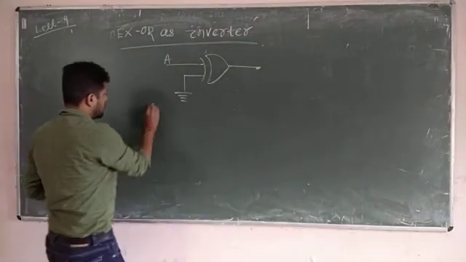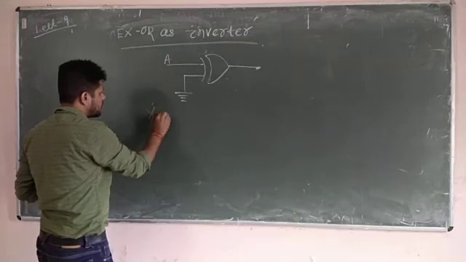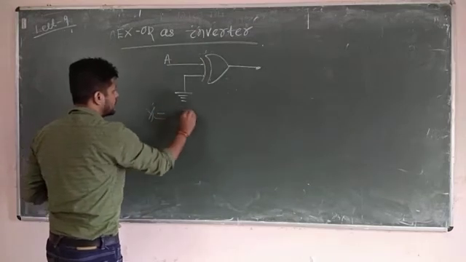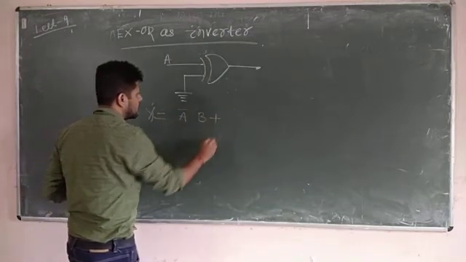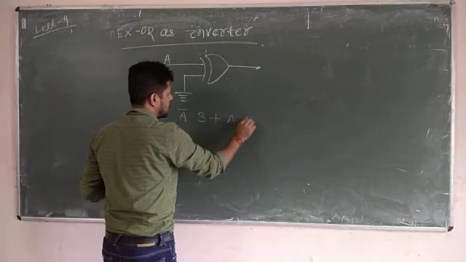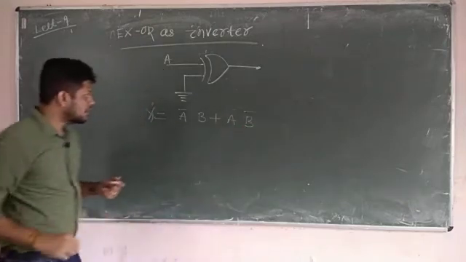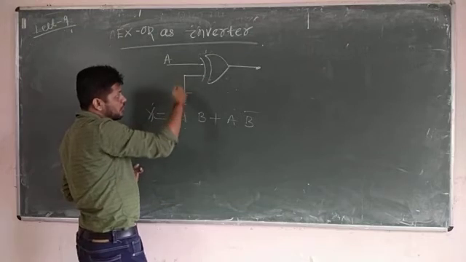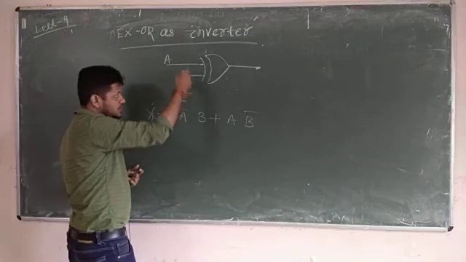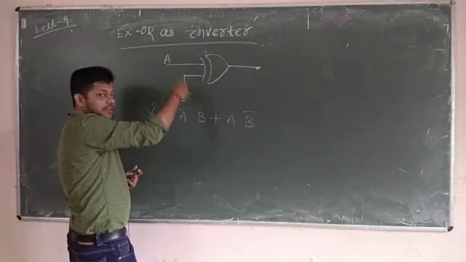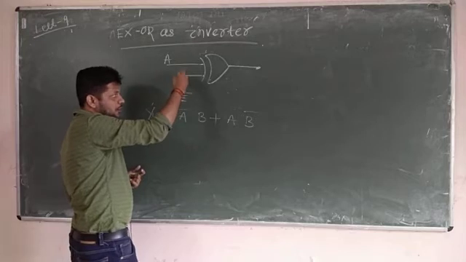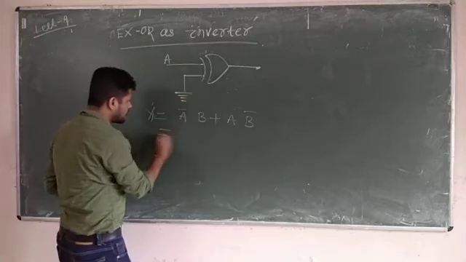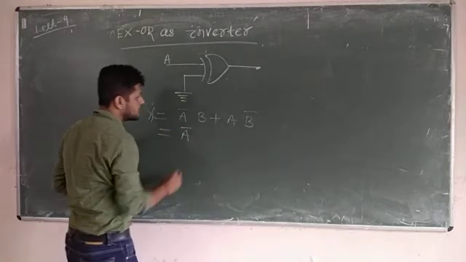You know the output of XOR gate is generally written as A bar B or A B bar. So in place of B, I am now going to put the value 0, because this input is grounded. That means B is 0.